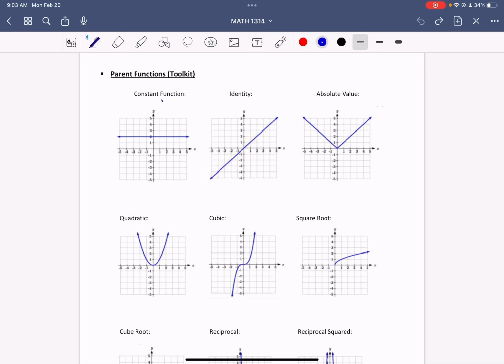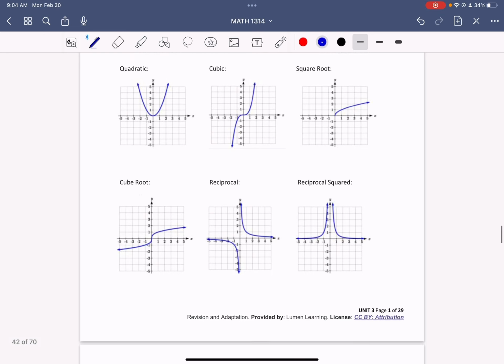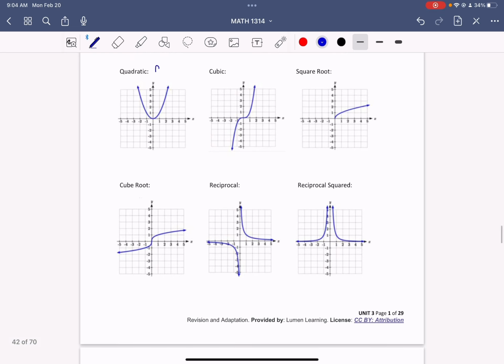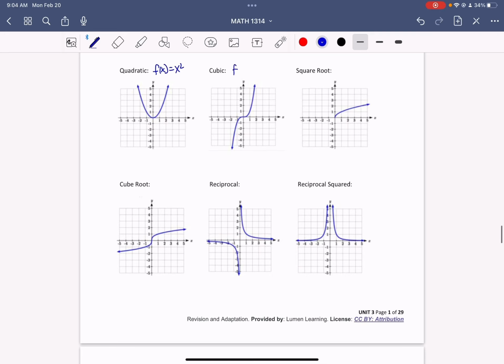So this would be f of x equal to c. This is our f of x equal to x. Your absolute value function, f of x equal to absolute value of x. It creates a V at the origin. You've got your quadratic function, that's your f of x equal to x squared. Cubic, f of x equal to x cubed. Square root, f of x equal to square root of x.